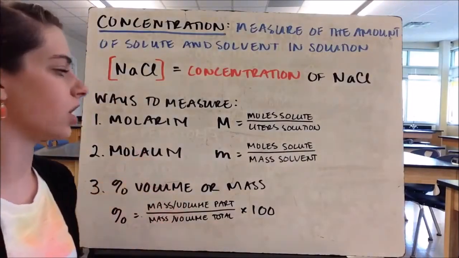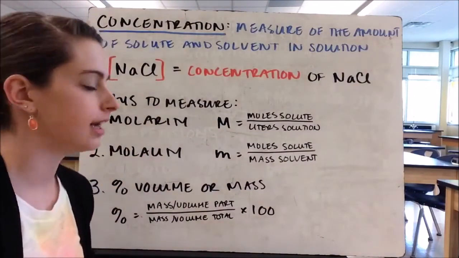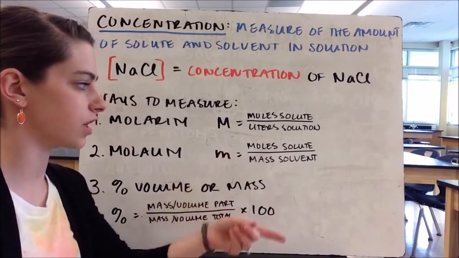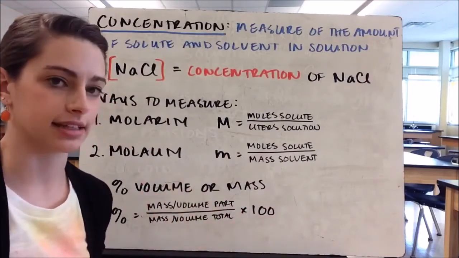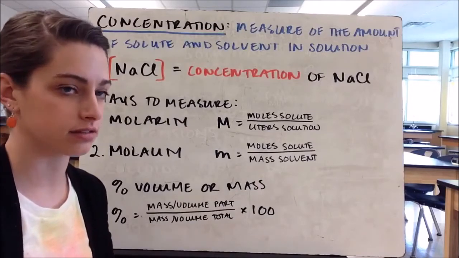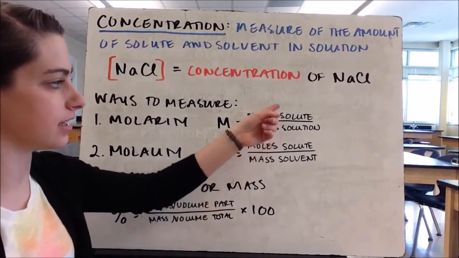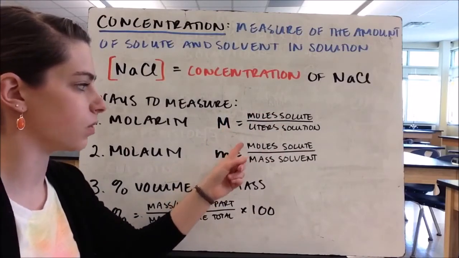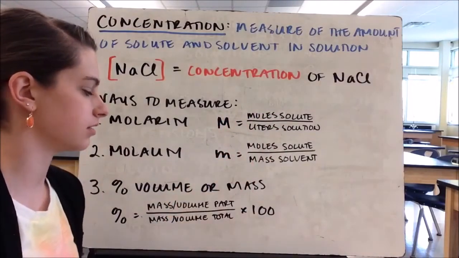The second way is called molality, and that's a little m. That's also dealing with moles of solute, but instead of dividing by liters of solution, you're dividing by the mass of the solvent. So molarity is moles of solute per liters of solution. Molality is moles of solute per mass of solvent.